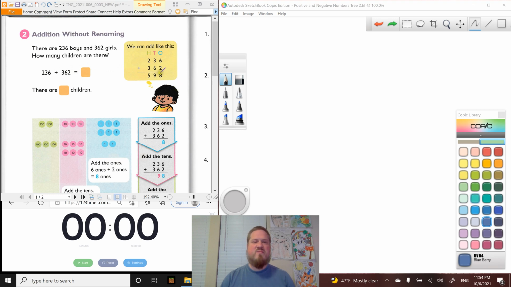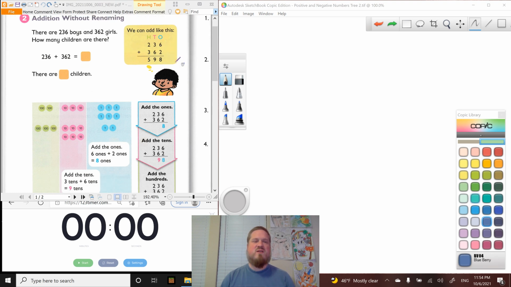This little guy says, we can add like this. You line up the ones column, 236, 362 from these numbers. You line up the tens column, the 30 and the 60. You line up the hundreds column, the 200 and the 300. So you write one number, and under it you write the second number, making sure that the place values of ones, tens, and hundreds are lined up to make it easy to add.